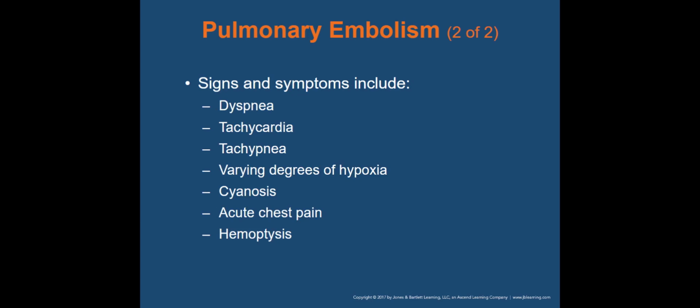Signs and symptoms of pulmonary embolism include dyspnea, tachycardia, tachypnea, varying degrees of hypoxia, cyanosis, acute chest pain, and hemoptysis, blood in the sputum. Of note, and this again goes back to why do we treat skin signs and respiratory work with oxygen? We first consider oxygen just based on those two things and not on pulse ox. Well, if you were to just look at a pulse ox and place it on a patient with pulmonary embolism, they may be satting at a 96, 97%. But you look at their skin.